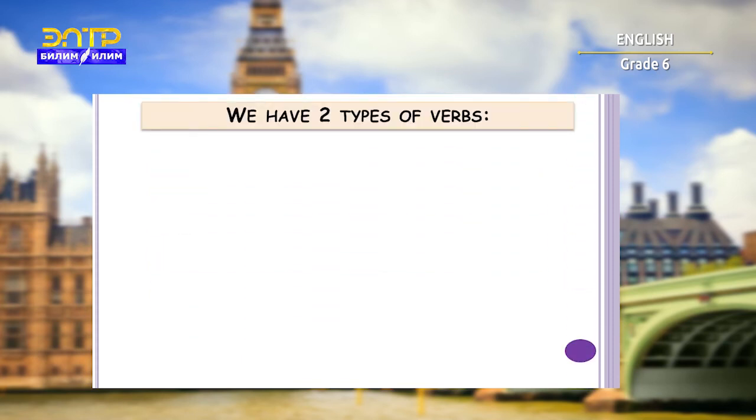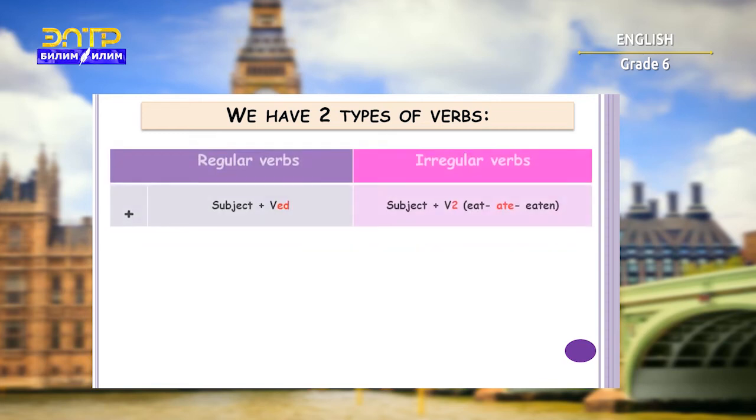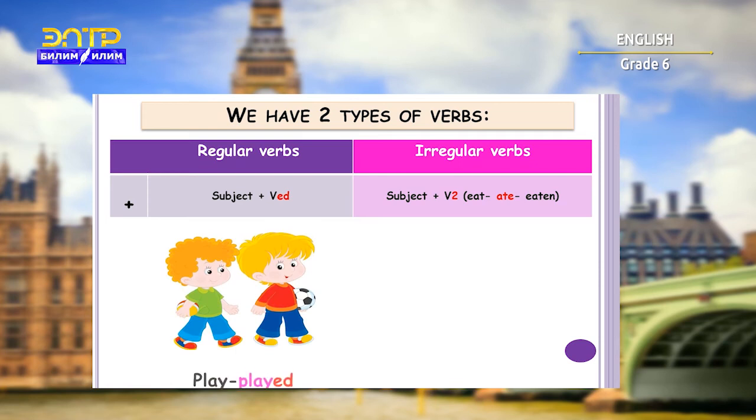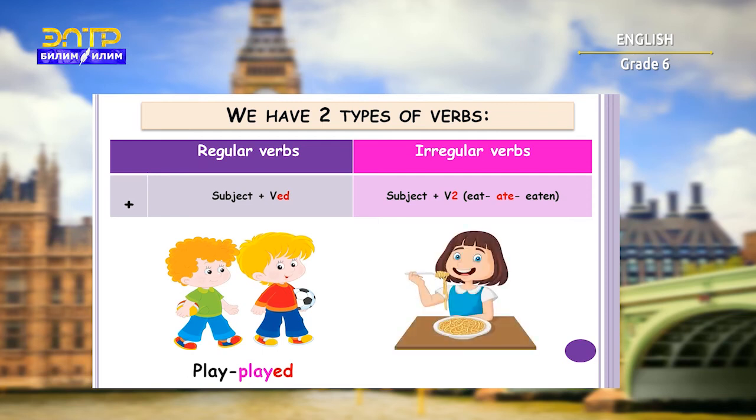As you already know, we have two types of verbs. They are regular and irregular. We form past simple with regular verbs just by adding the ending ed. For instance, play, played. But it's different with irregular verbs. Irregular verbs have 3 forms, and to make a past simple tense, we use the second form of the verb. For example, the verb eat has 3 forms: eat, ate, and eaten. And we will take the second form, ate, to show that the action was completed in the past.